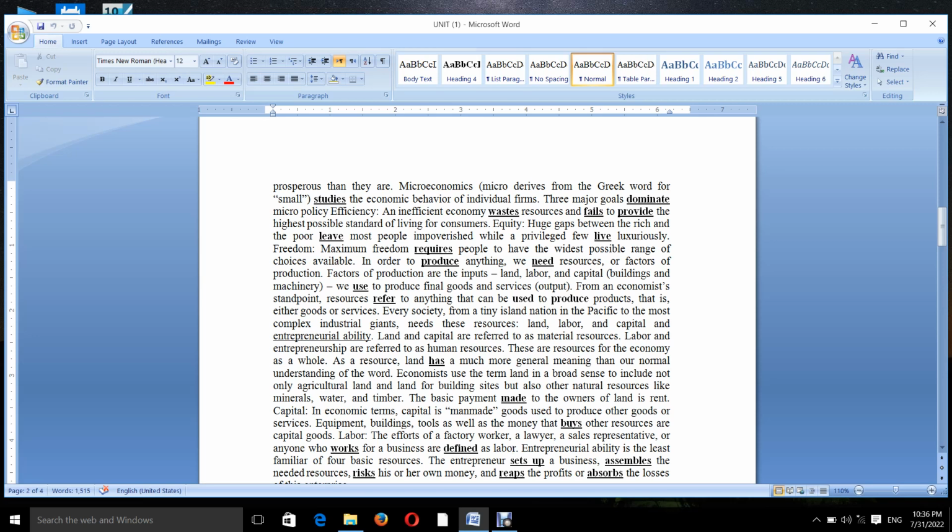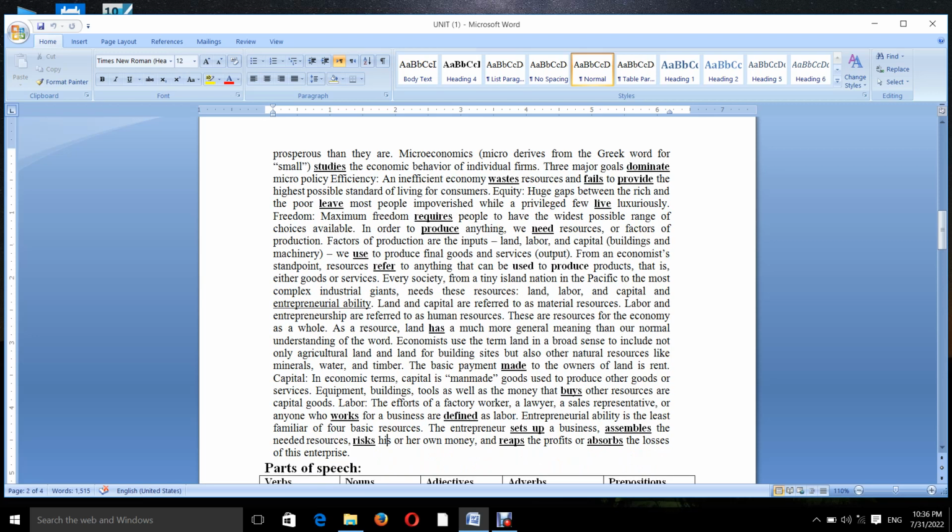Entrepreneurial ability is the least familiar of our basic resources. The entrepreneur sets up a business, assembles the needed resources, risks his or her own money, and reaps the profits or absorbs the losses of the entire enterprise.